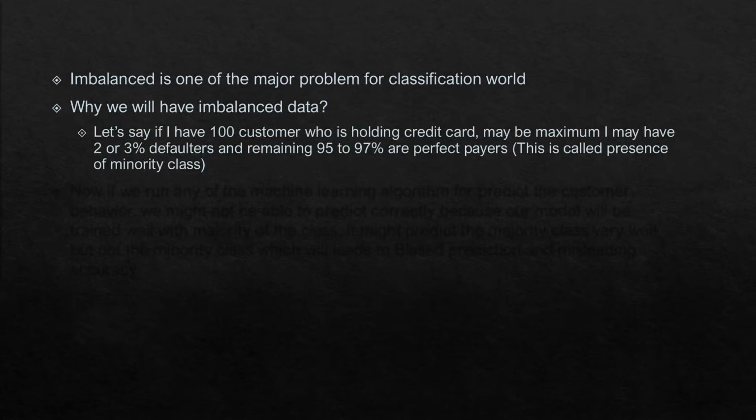Let's say I have 100 customers who are holding a credit card. Maybe at maximum I may have 2 or 3% defaulters, and the remaining 95 to 97% are perfect payers. So this is called the presence of a minority, right?